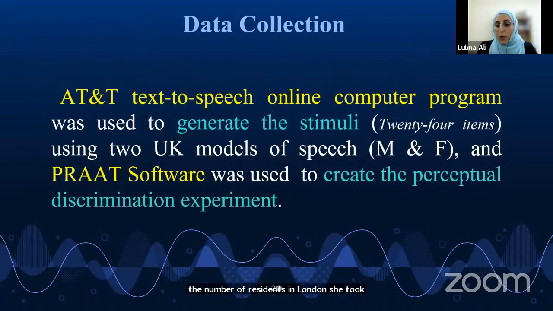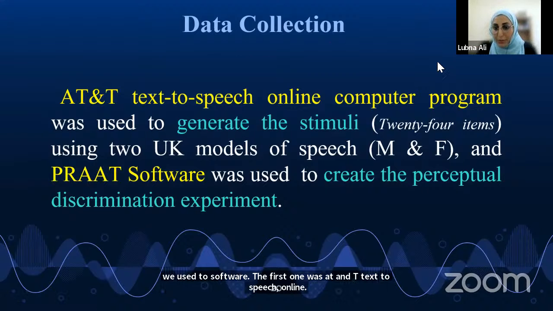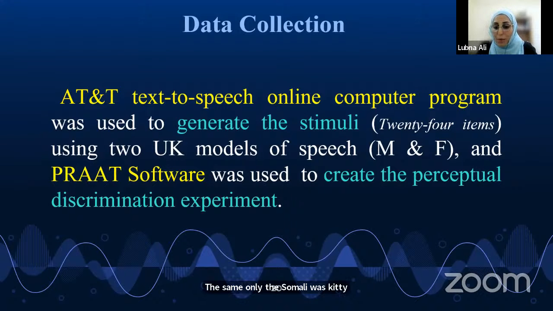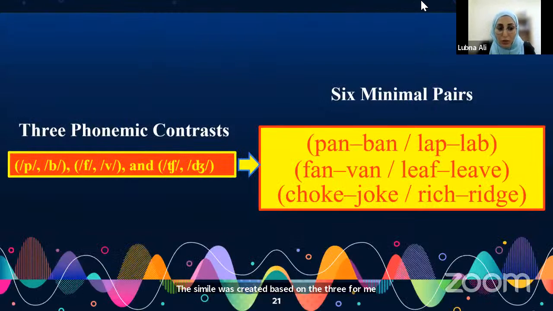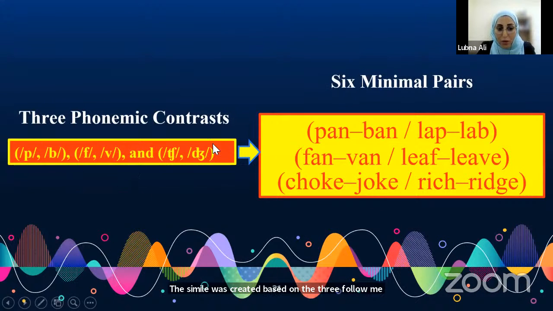To collect the data, we used two software programs. The first one was the AT&T text-to-speech online computer program. That program was used to create the stimuli. The stimuli were created based on the three phonemic contrasts. Let me show you here. These are the three phonemic contrasts.